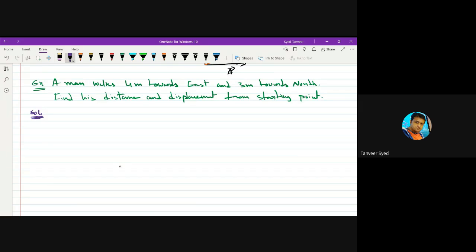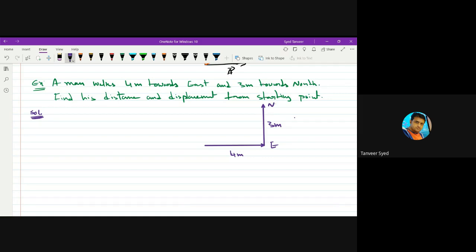So a man is walking, let us say he's starting from here. He is walking 4 meter towards east. This is east. Okay. Then he turns towards north and walks 4 meter towards north. Sorry, 3 meter towards north. This is north. Now, what is his distance and displacement from the starting point?